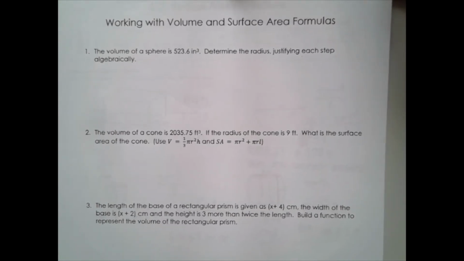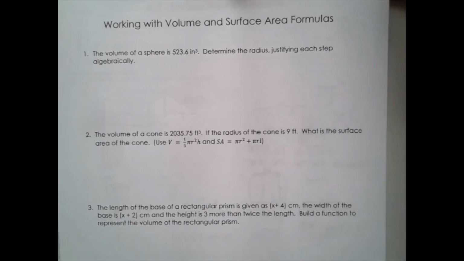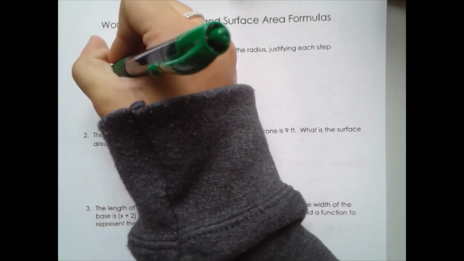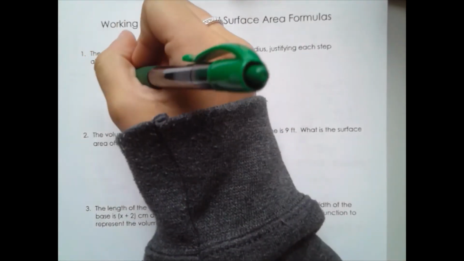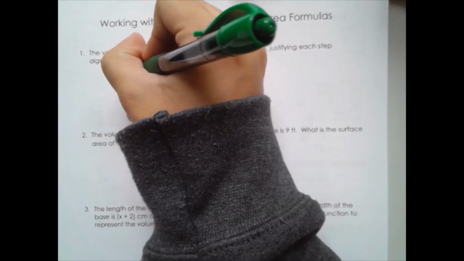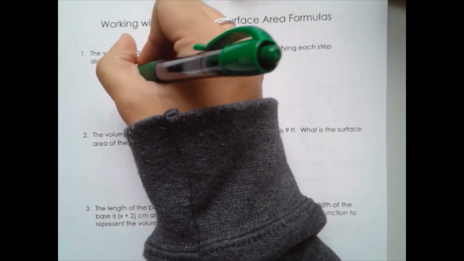The first thing that we're going to do is look at number 1. The volume of a sphere is 523.6 inches cubed. Determine the radius, justifying each step algebraically. The first thing that I want you guys to do anytime you read the word volume or area is write down the formula that goes with it. So the volume of a sphere is calculated by V equals 4 pi r cubed over 3.